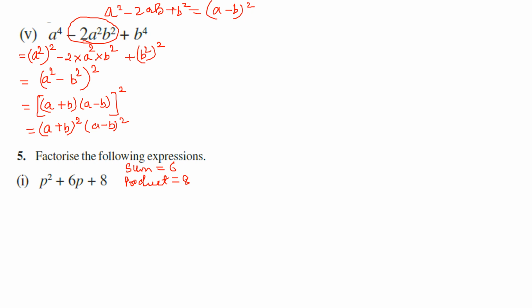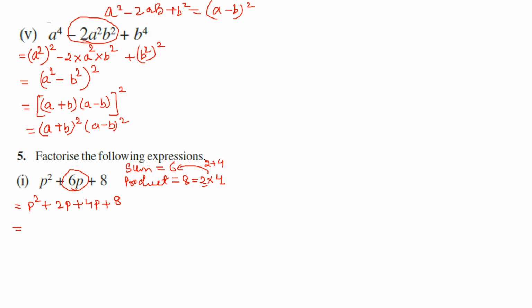So if you can see 8, 8 comes in the 2 table also. 2 times 4 will give me 8. And if I add 2 and 4, I will get 6. Isn't it? 2 plus 4 will give me 6. So it means 6p, I can write it as 2p plus 4p. So 2p plus 4p will give me 6p plus 8.